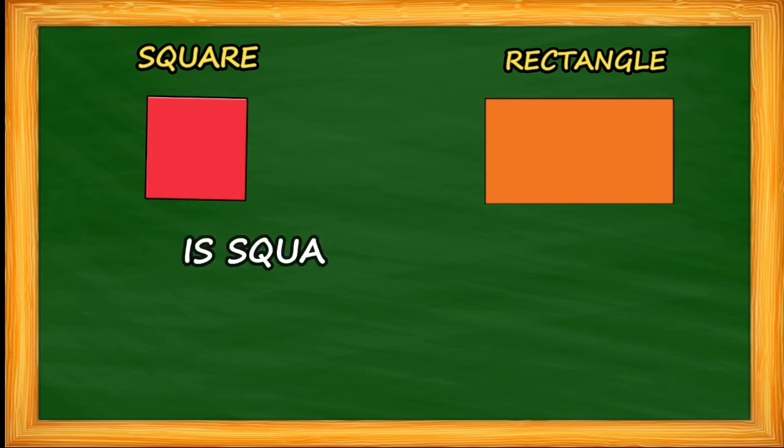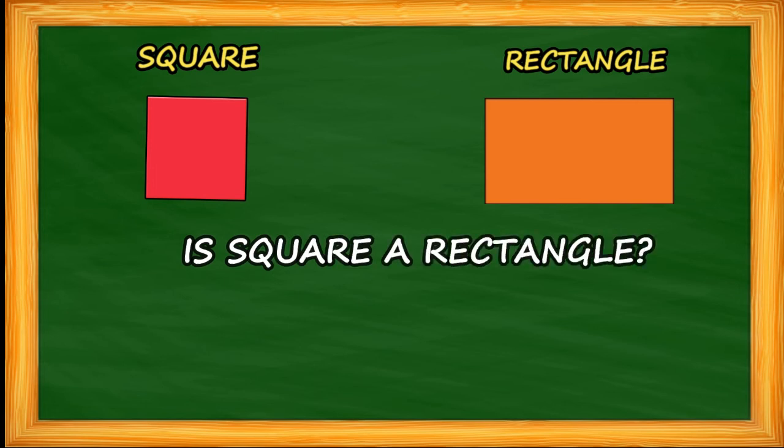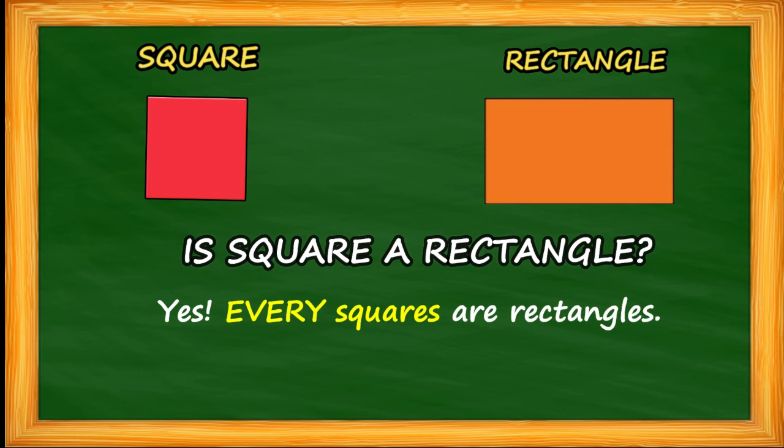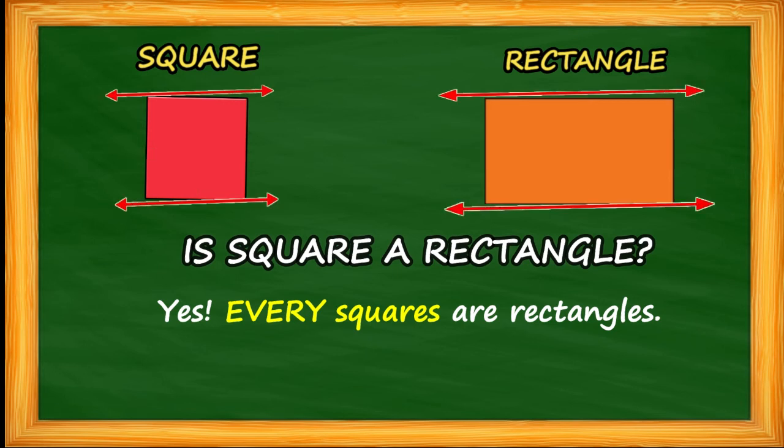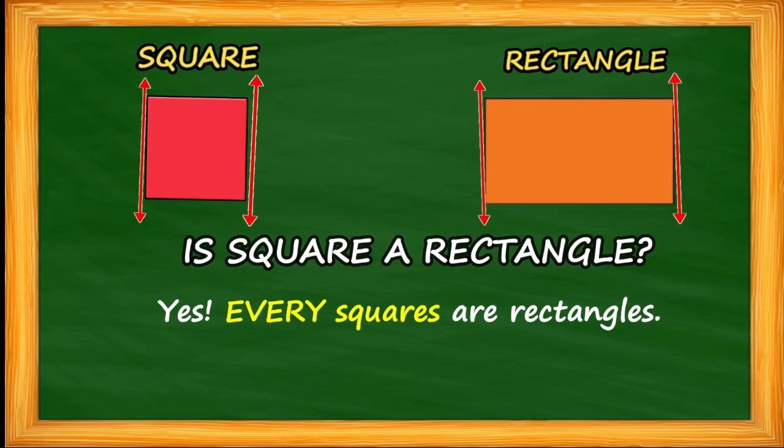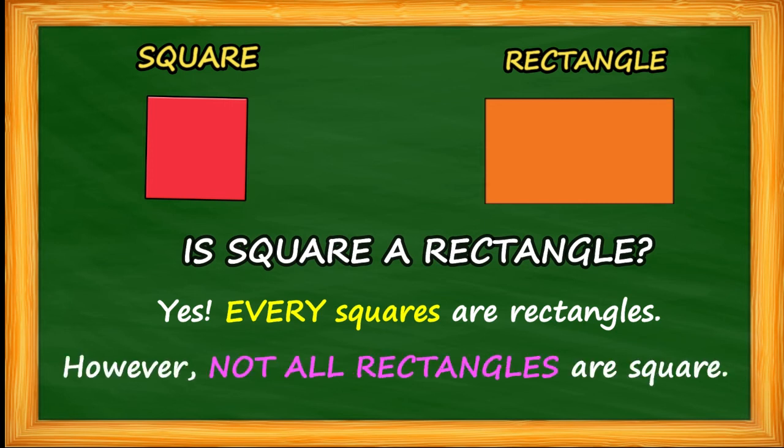Is a square a rectangle? Yes, every square is a rectangle because a square meets the conditions of a rectangle with all four right angles. Opposite sides are equal and parallel. However, not all rectangles are squares. To be a square, its sides must have the same length.